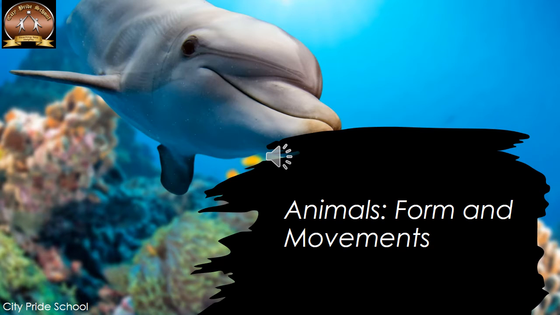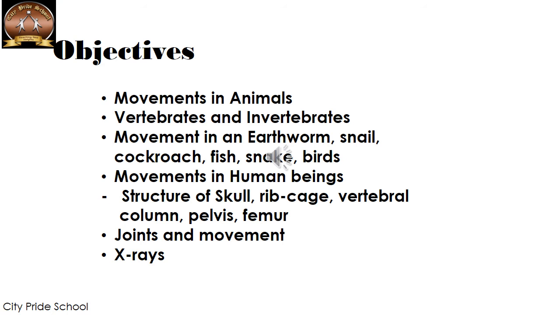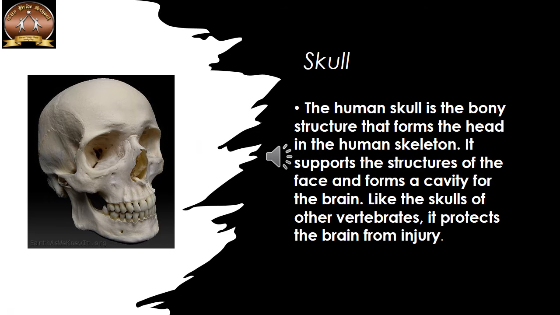Good morning, children. So let's continue with the chapter Animal Form and Movement. Let's see what we are going to discuss today. According to the objectives that we have already discussed about movement in invertebrates, and we have just introduced the locomotion or the structure of the upper vertebrate. Okay, so now we'll go through it in detail.